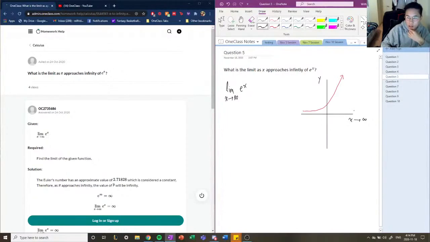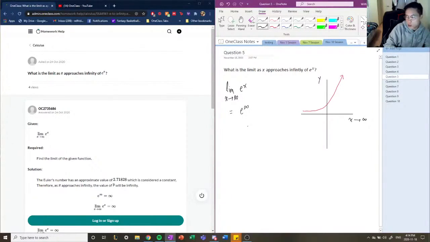There are a lot of different strategies for calculating limits. You can use conjugates, you can use algebra, you can also use some logic to figure out the limit. But the simplest method of figuring out a limit is to just plug in the value that it's approaching. So in this case, when we're calculating the limit of e to the x as x approaches infinity, we're just going to plug in e to the infinity.